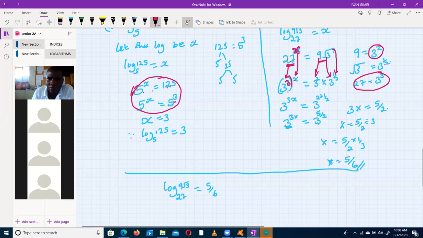Also, the working, when it goes on, 3 to the power 3x is equal to 3 to the power 2 plus a half. Yes. Here we are applying the laws of indices.